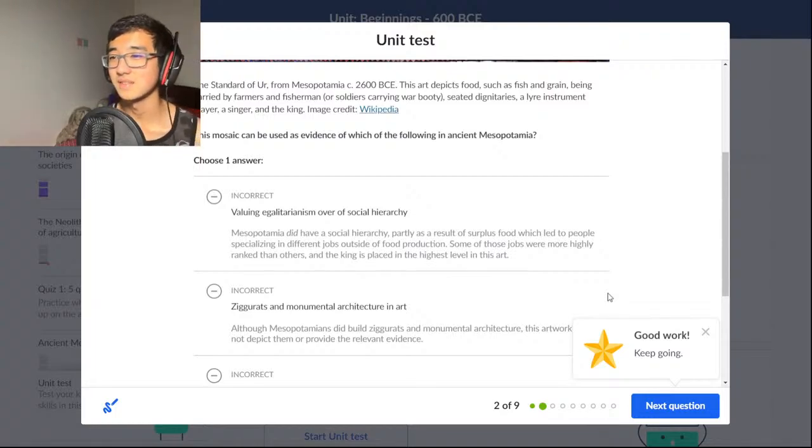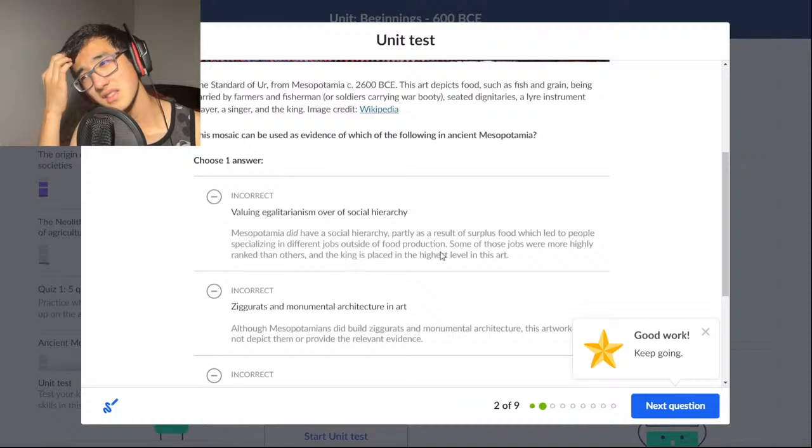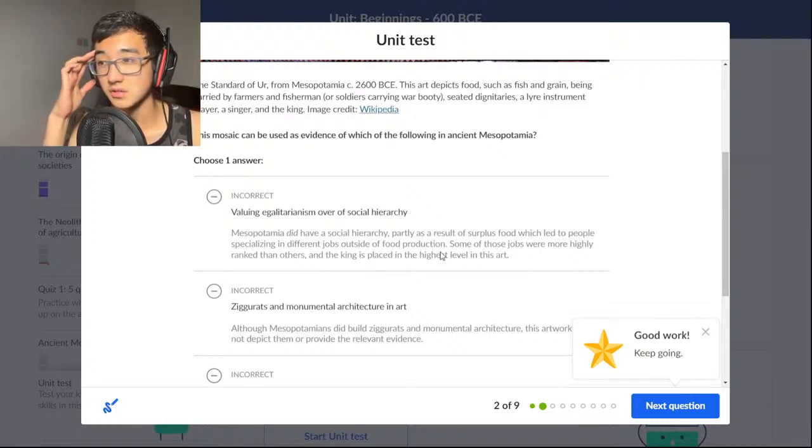Okay, what is this? They did have a social hierarchy, probably because of the surplus food, which led to people specializing in different jobs. Really? Oh, that makes sense, because of surplus food. They have food now, so they don't need as many farmers, so they went over to other jobs to specialize in. Yeah, that's historical thinking right there.